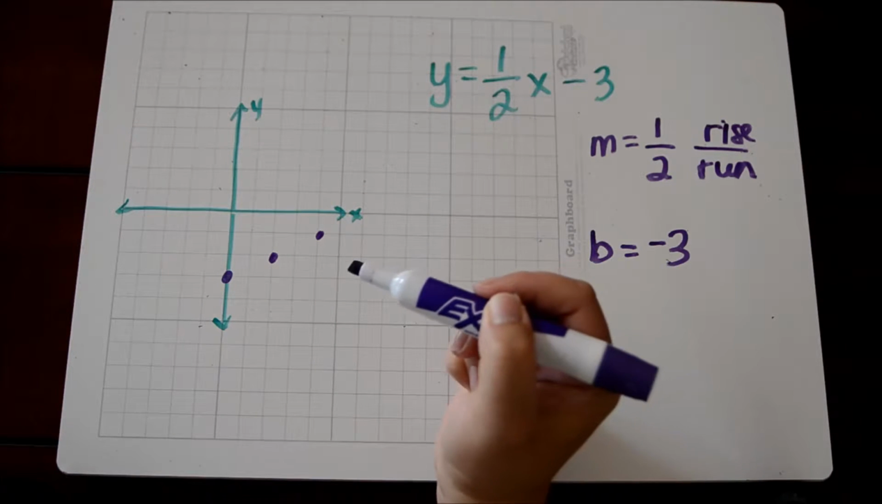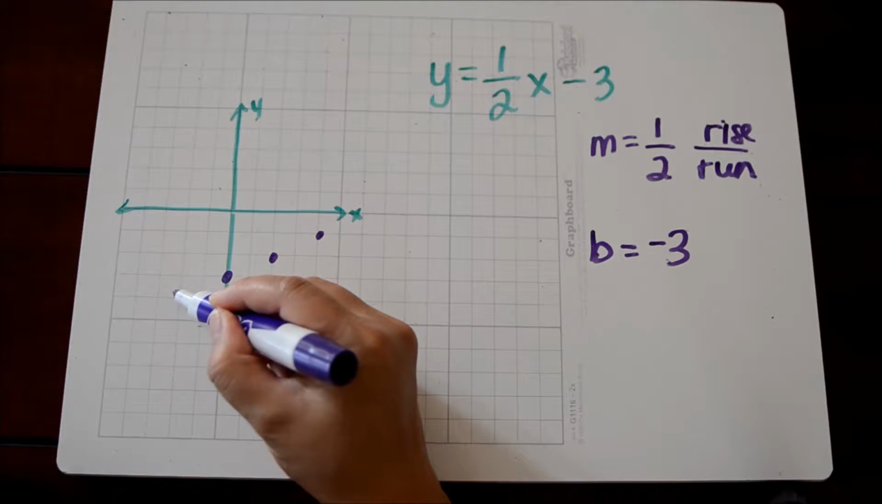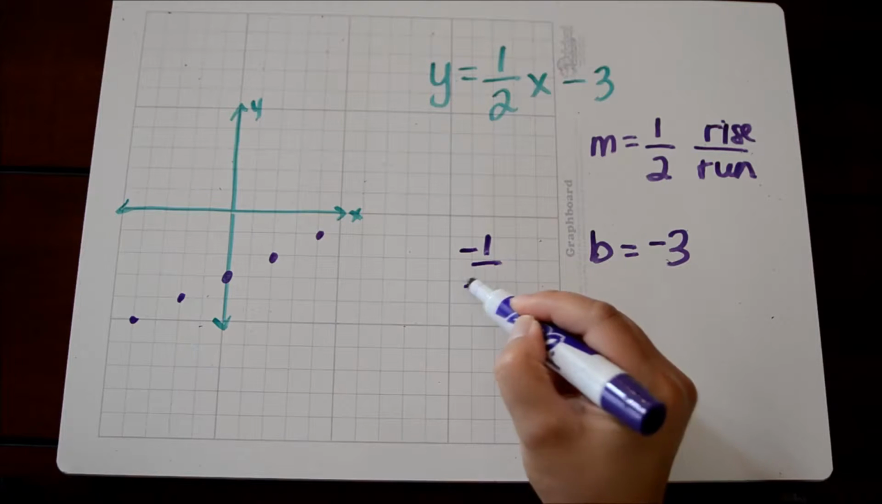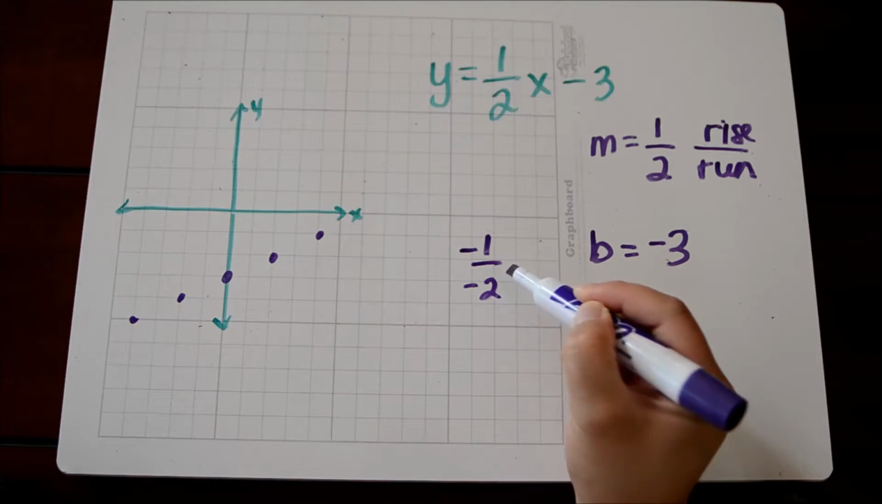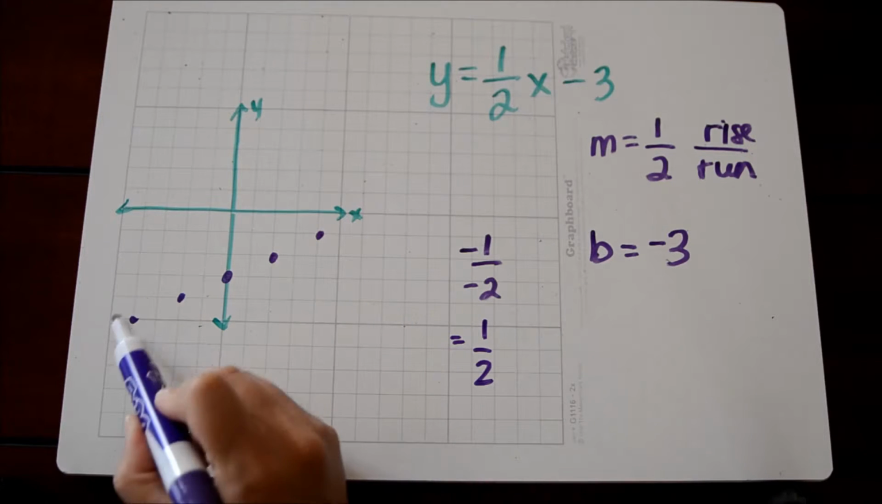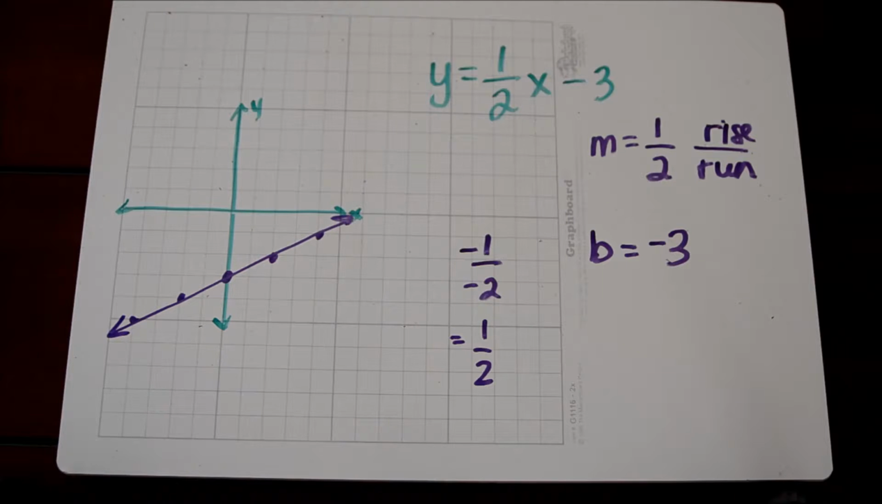We could also extend our graph in the opposite direction. We could go down 1 to the left 2. The reason we could do that is because -1 over -2, when we simplify that, is equivalent to +1 over 2. So here is our graph of the equation y = 1/2 x - 3.